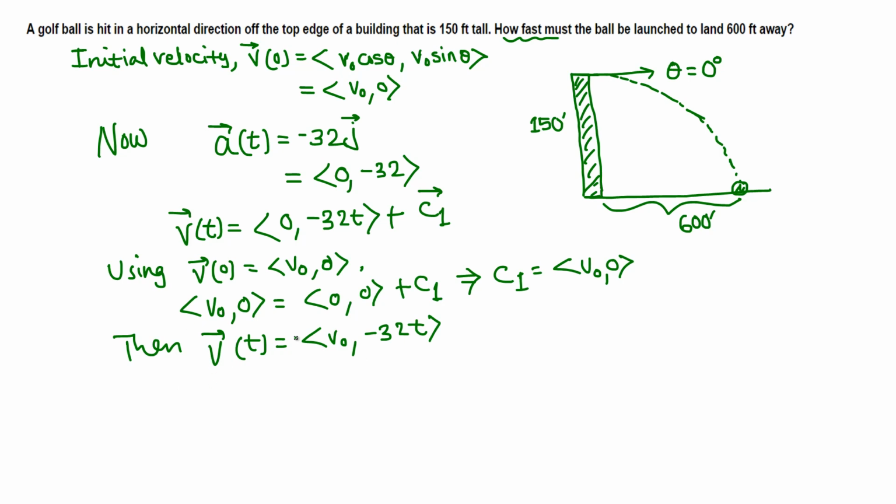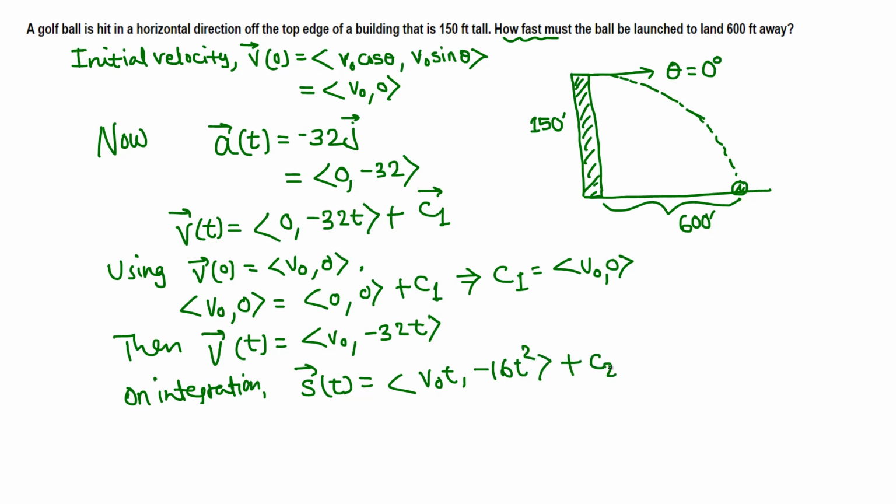Next, if we integrate both sides, we get the position. On integration, we get the position s of t. The antiderivative of v naught, a constant, is v naught t, comma, and the antiderivative of negative 32 t is negative 16 t squared, plus some constant of integration c2.